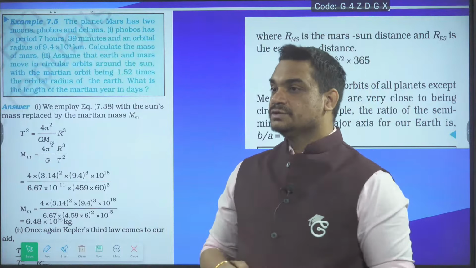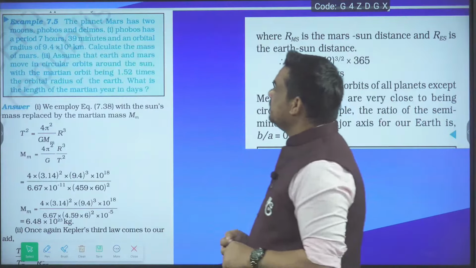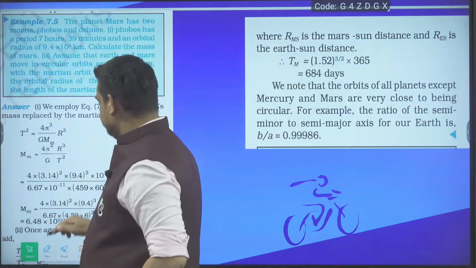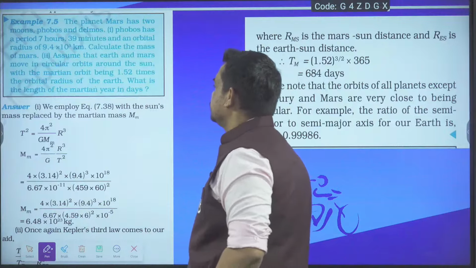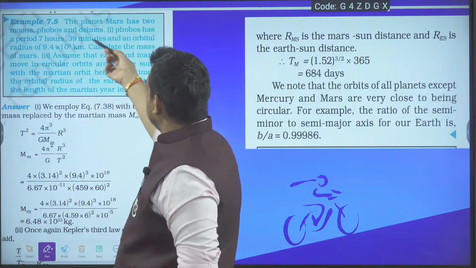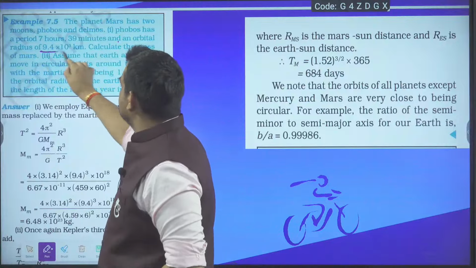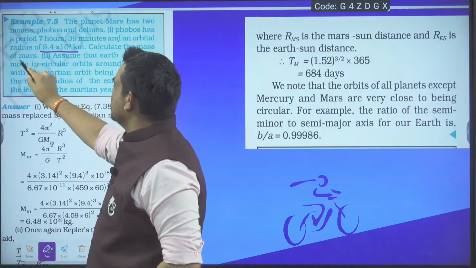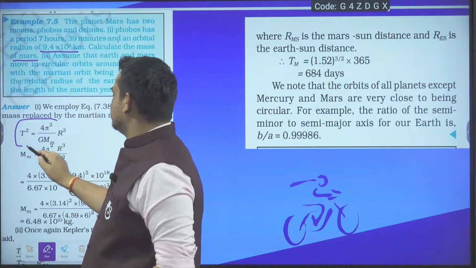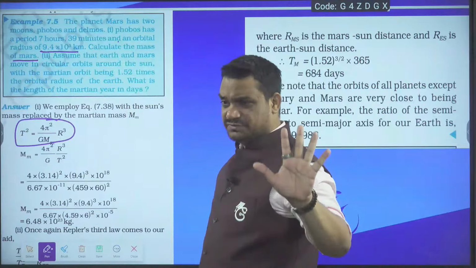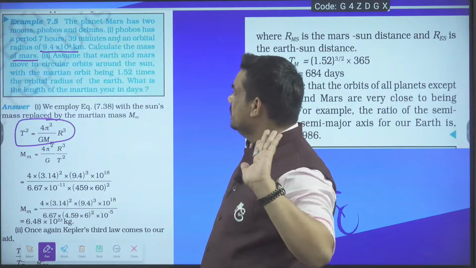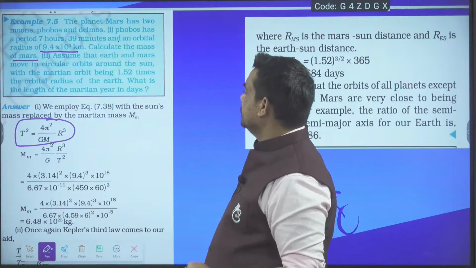So that is given here that planet Mars has 2 moons, Phobos and Deimos. Phobos has a period of 7 hours 39 minutes, and this is the orbital radius given. Calculate the mass of Mars. So we have this formula, T square equal to 4 pi square by GM r cube. Into the calculation, we just have to put the values and we can get it. Calculation they are not asking.